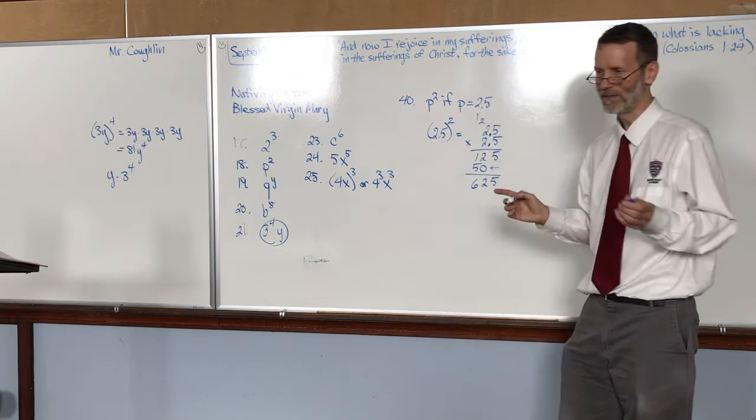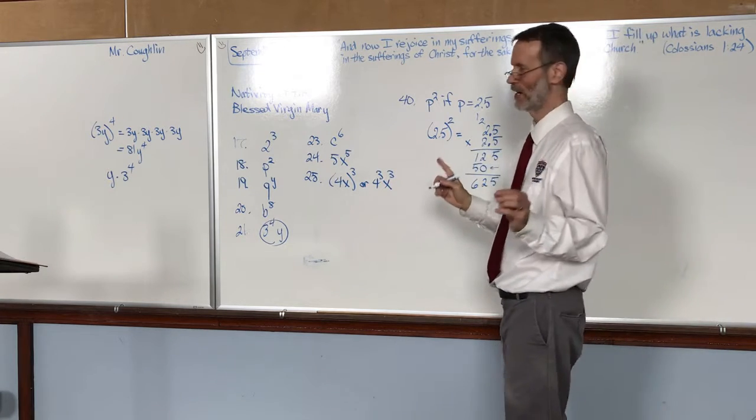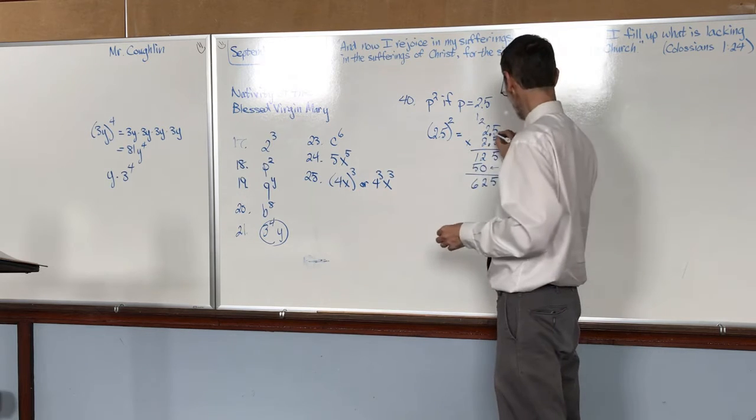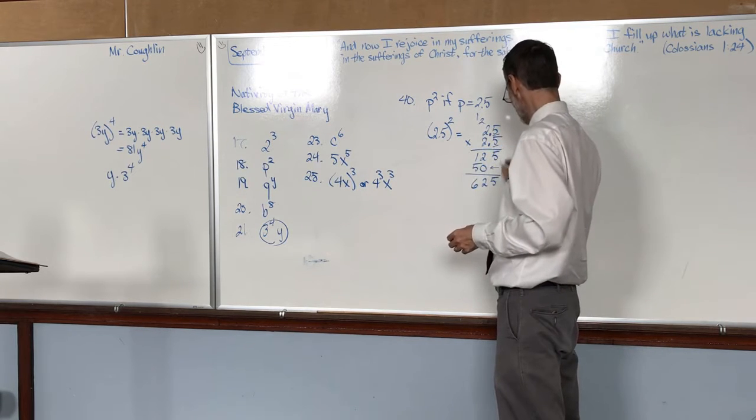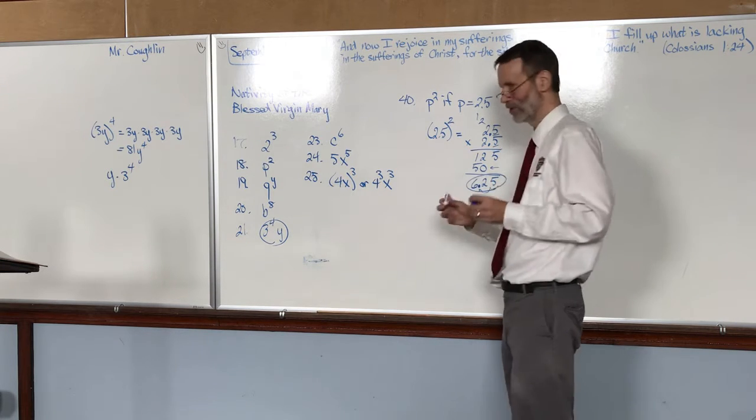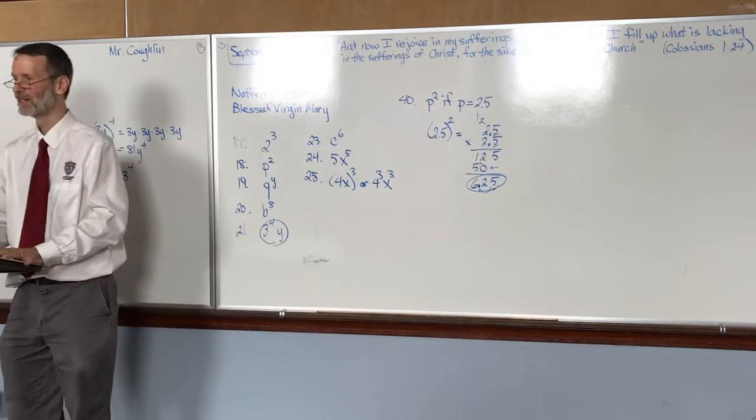Now 625, you see the original problem. How many decimal places are there in the original problem total? 2. There's 1 here, 1 here. So you steal those 2 spaces back. And your final answer, 6.25. Does that make sense? Next.